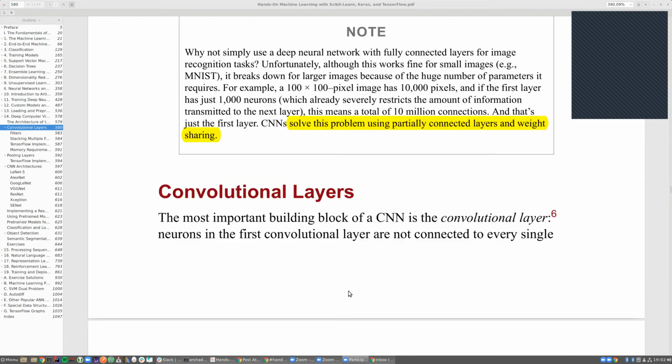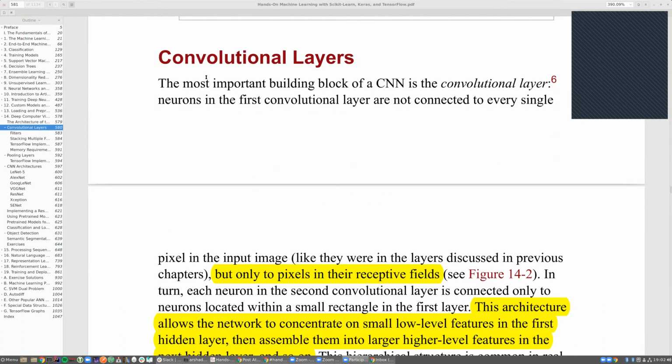Yeah. So now we come to the actual description of the convolution layer.